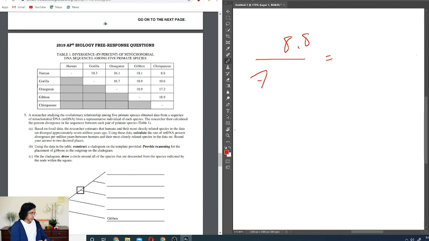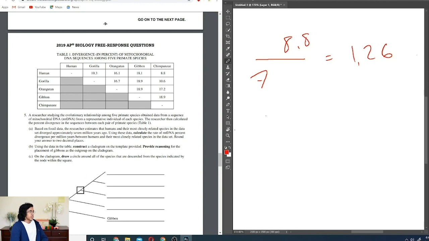8.8 over 7, 1.26, let's say. 1.26. And I don't feel like giving units because these are nasty units. 2 decimal places, cool. Using the data in the table, construct a cladogram on the template provided, and provide reasoning for the placement of the gibbons as the outgroup of the cladogram.